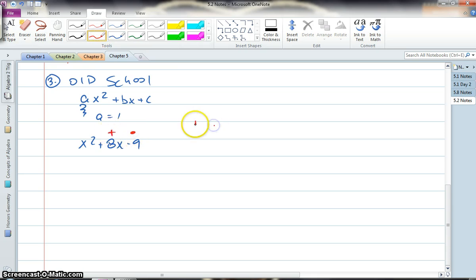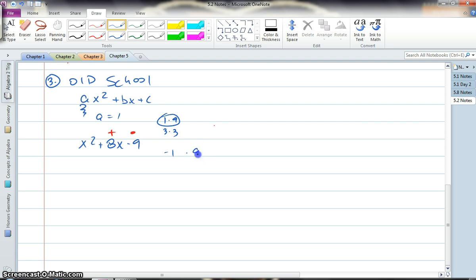Now, many of you may have done it in a box or an X. You're welcome to use whatever method works for you. But eventually we need to get quick at these, because we're going to be doing a lot of them. So I need two numbers that multiply to negative 9 and add to 8. Well, I have 1 and 9, 3 and 3. Which one's going to get me to 8? 1 and 9. So there's 4 possibilities.